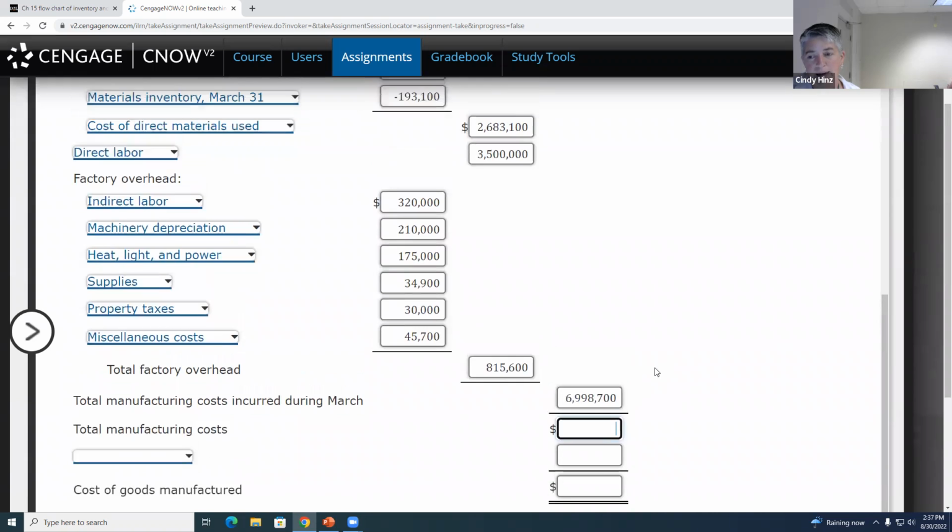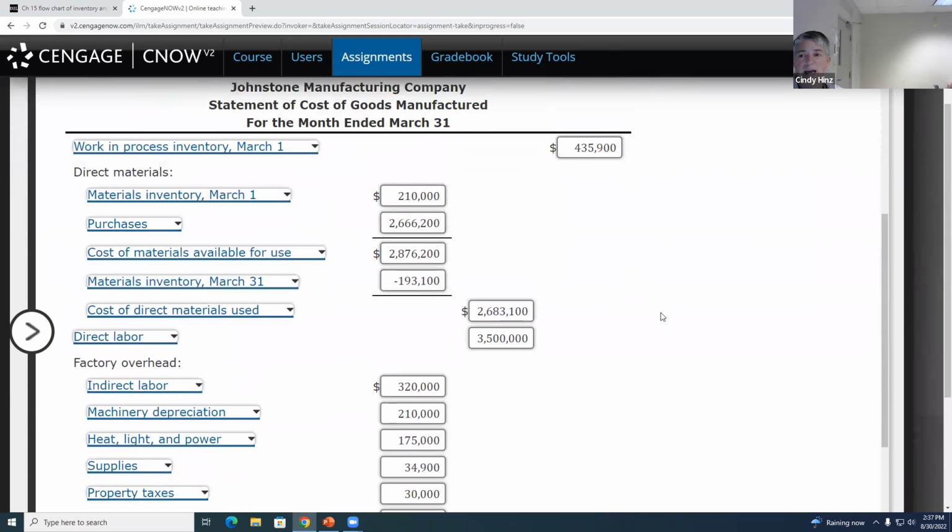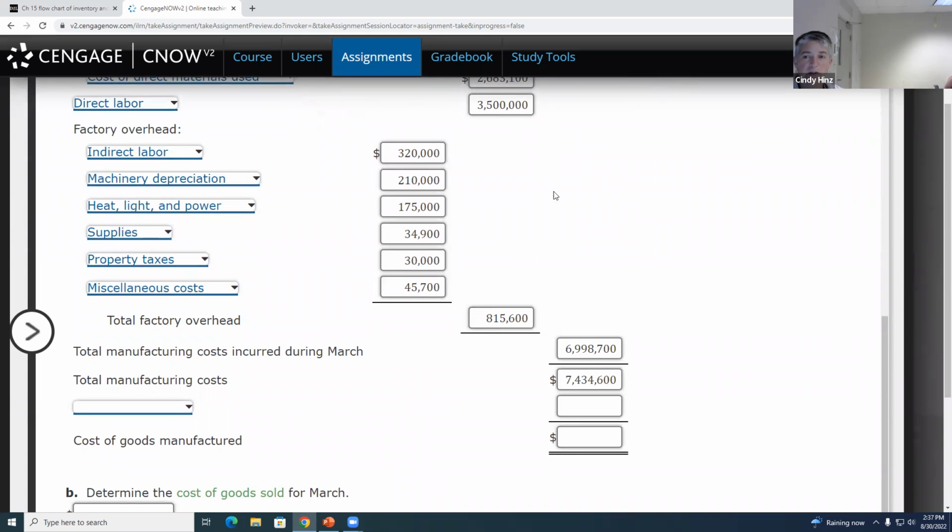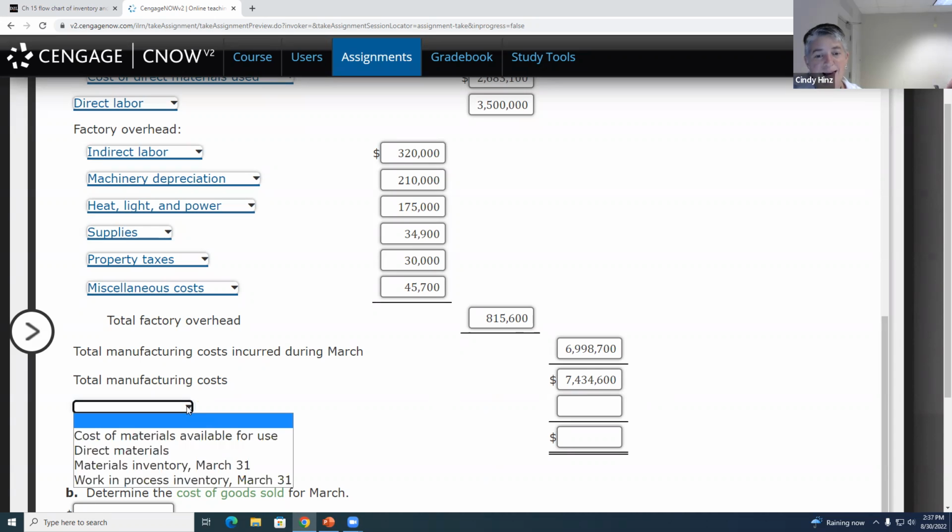Sorry, I apologize. That number is what was added during March. It said that, but that's not what I started with. Now the total manufacturing costs, including the beginning balance. I think I had said to add the beginning balance in there. Our total manufacturing costs, what we started with, the 435.9, what we added to it, direct materials, direct labor, and overhead. We had 7,434,600 that were in process at some point during the month of March.